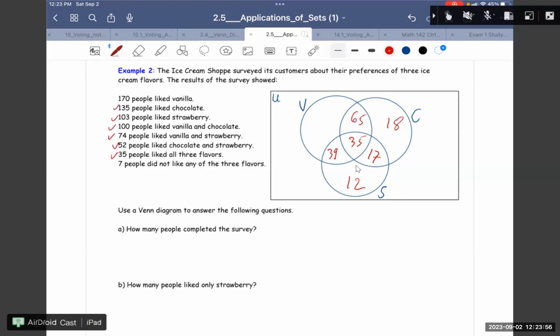Check mark. How about for vanilla? We have 170 people like the vanilla right here. So we get 170 minus 39 minus 35 minus 65, and we have 31 left. And then in here, remember, 7 people, they did not like any of these 3 flavors. So 7 people.